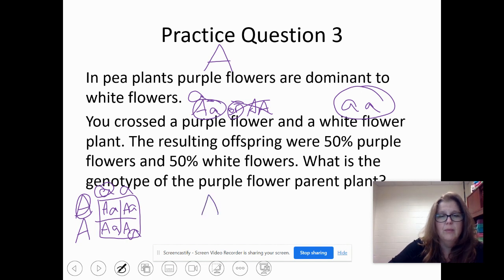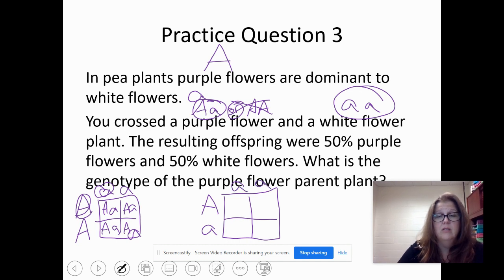So again, I'm going to put this parent over here. This is our purple flower parent, our heterozygous in this case. Make my lovely little Punnett square. I'm sorry that I'm writing on the thing. For the screencast, I have a little bar at the bottom that is preventing me from writing too low.